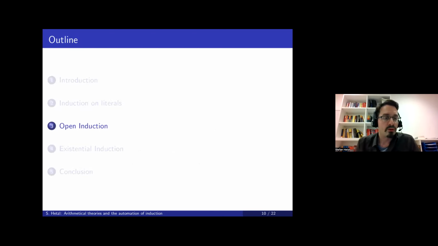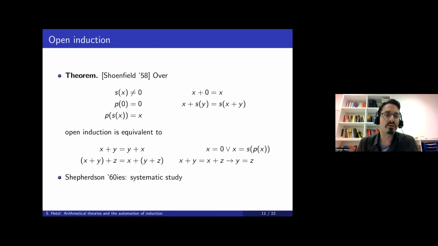Okay, so I would like to move on to open induction now. I will not say much about this, but a small remark that I think is quite interesting here. Open induction has been studied by Shoenfield and Shepherdson for arithmetic. I think the first result of this kind was by Shoenfield from '58, that over some basic axioms, he showed that open induction is equivalent to a few nice, essentially algebraic properties, namely commutativity, associativity, cancellation, and the statement that every number is zero or a successor.